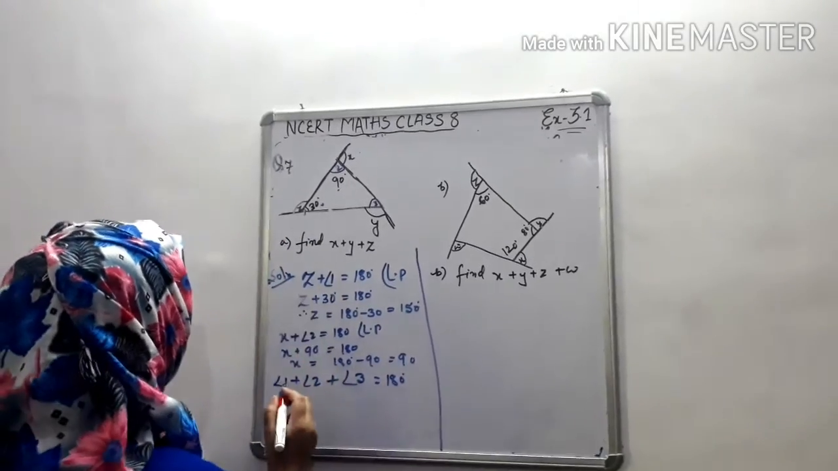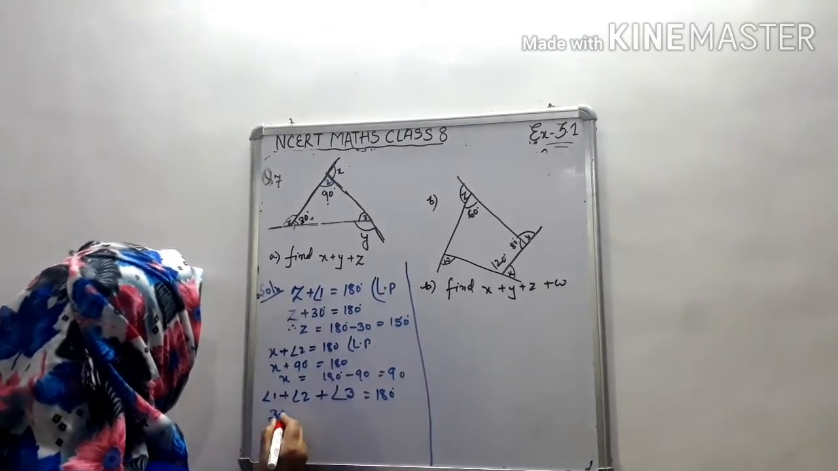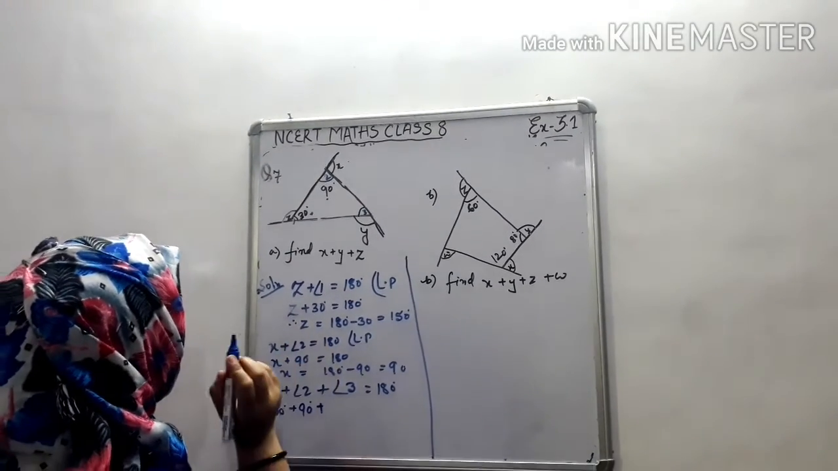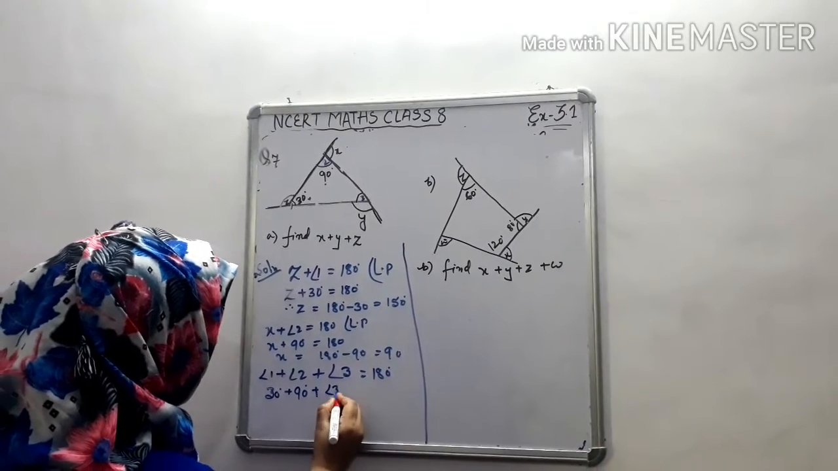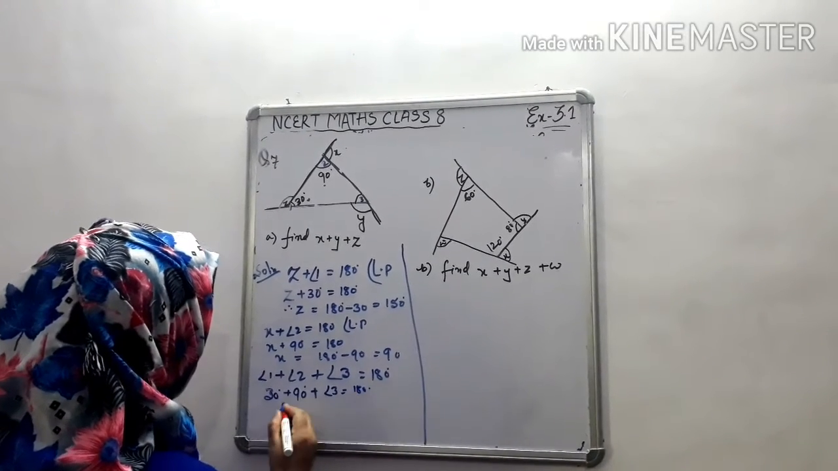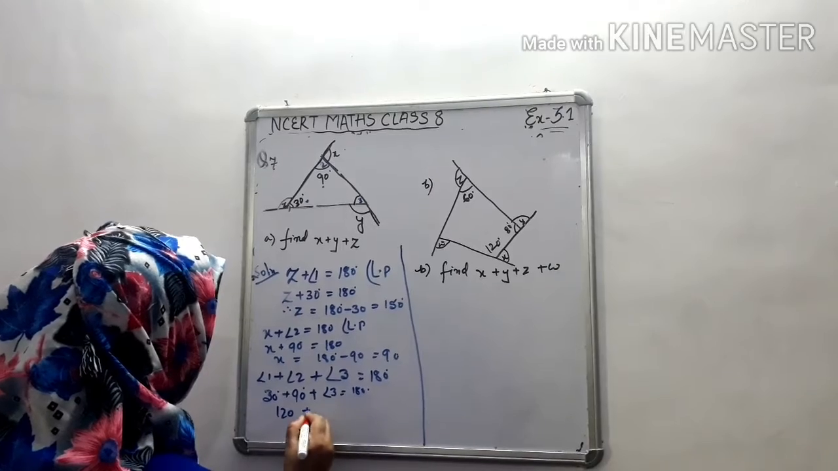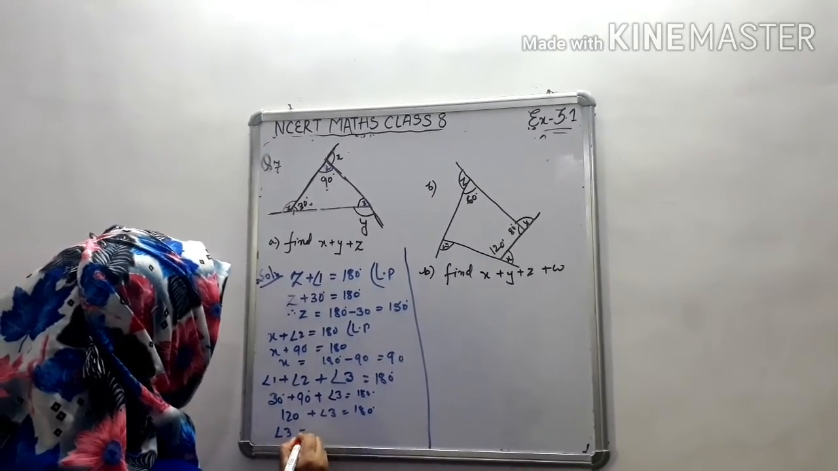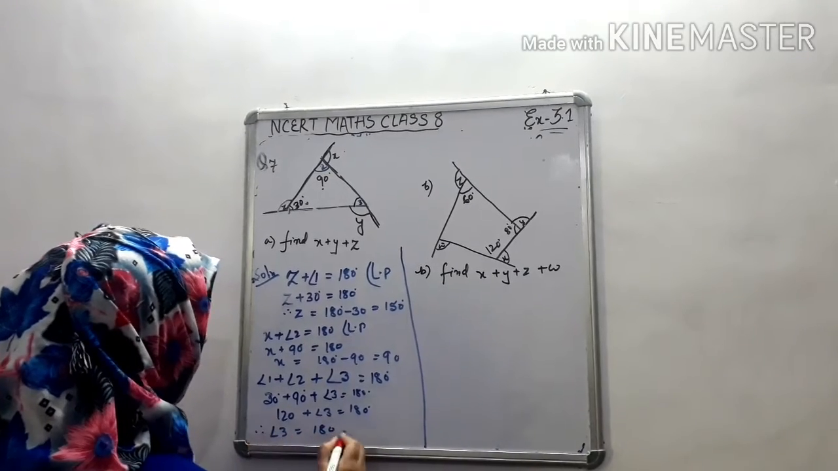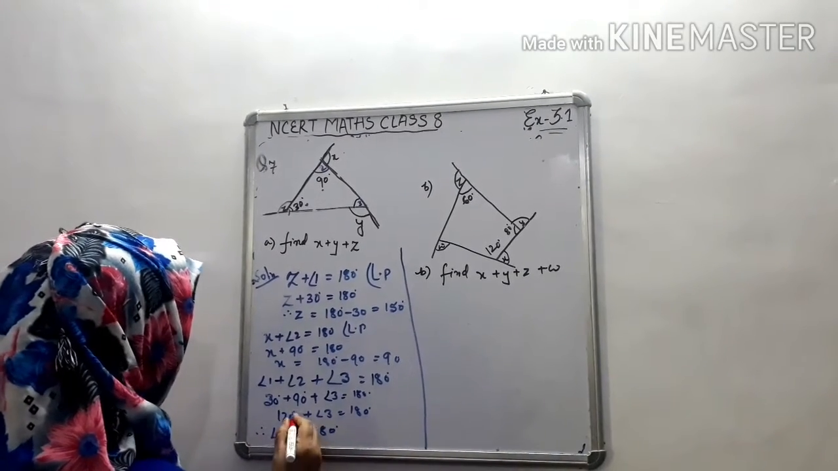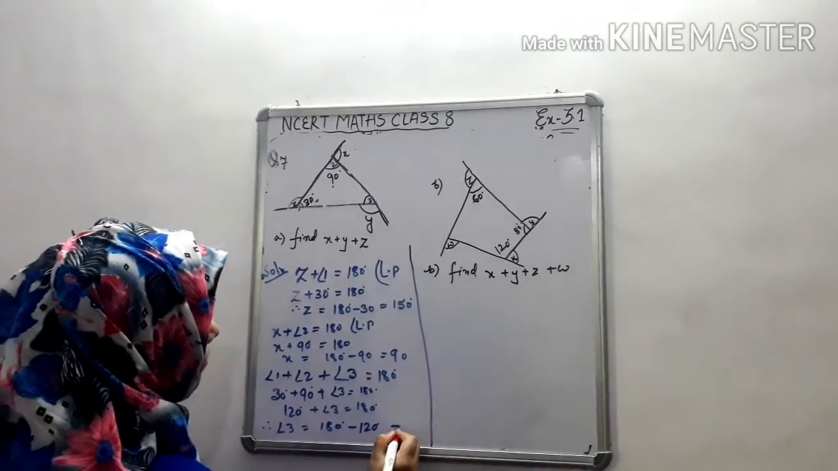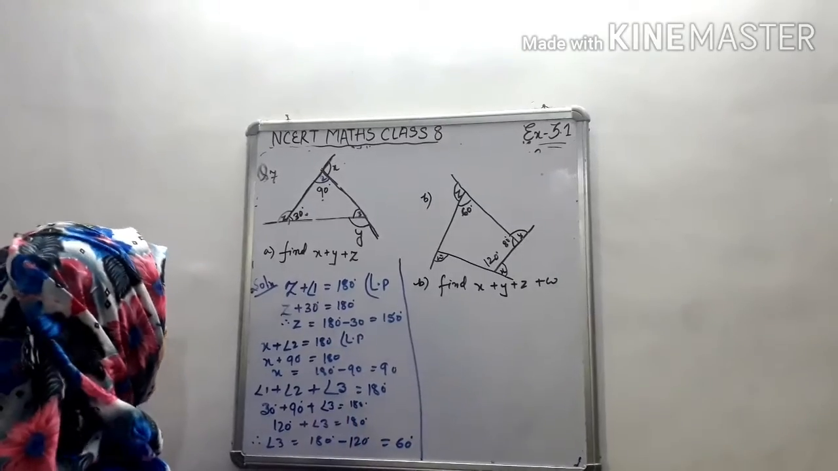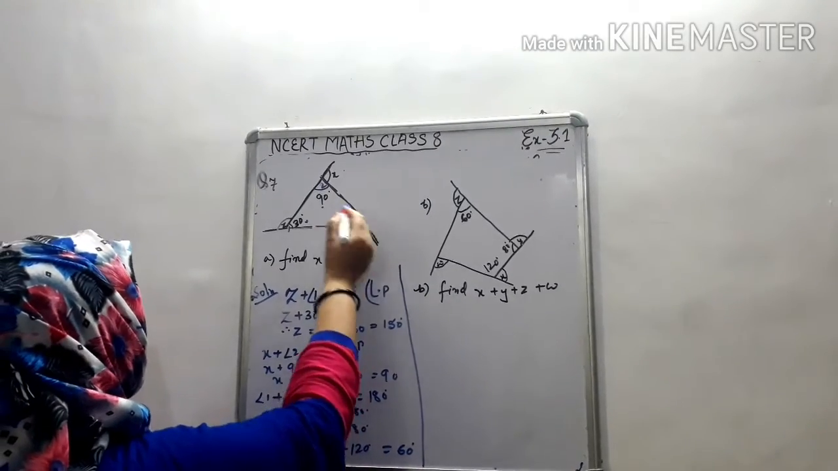What is the value of angle 1? 30 degree. Value of angle 2? 90 degree. Value of angle 3 will be what? So let angle 3 be unknown: 90 and 30 is 120 degree, plus angle 3 is equal to 180 degree. Therefore, angle 3 is equal to 180 degree minus 120 degree. That will be 60 degree. Means 180 minus 120 is equal to 60 degree. Then here we have found the value of angle 3.